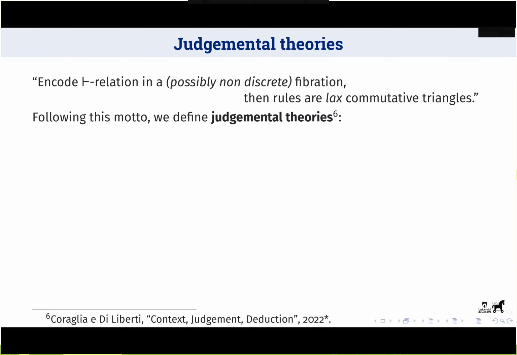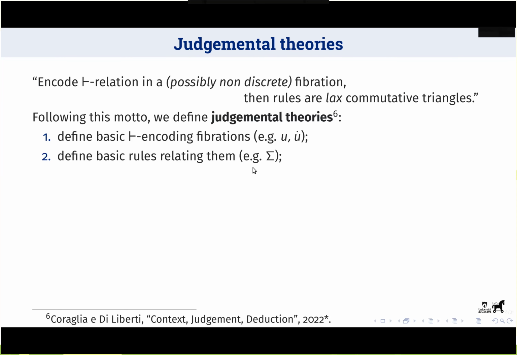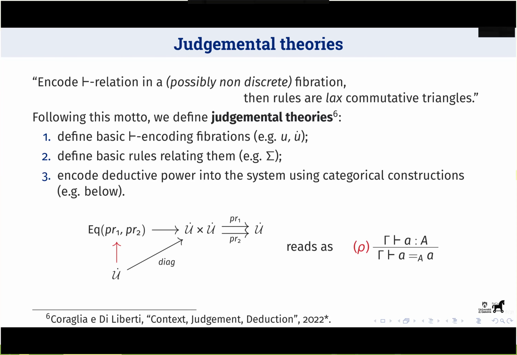So they're defined in steps. We define basic entailment encoding fibrations, or context encoding fibrations, such as U and U dot. And then we define basic rules relating them so that we know in what relation they are to one another. And finally, the deductive power is encoded into the system using categorical constructions, such as the one below.